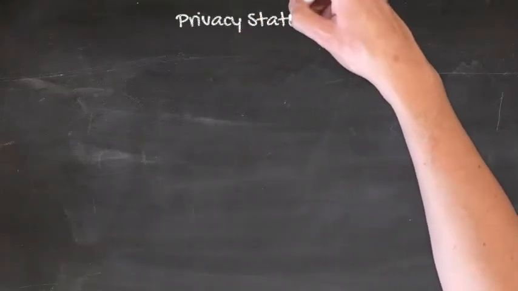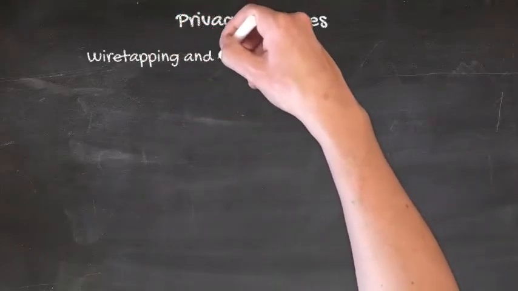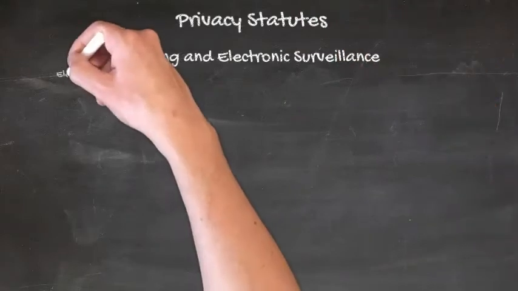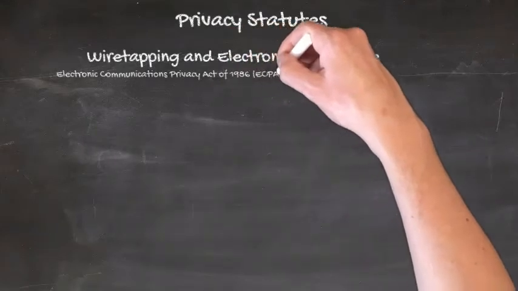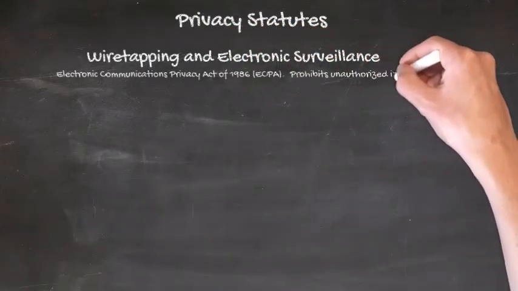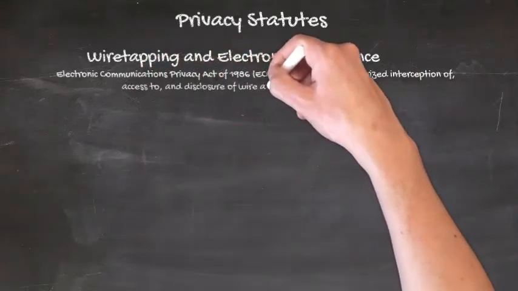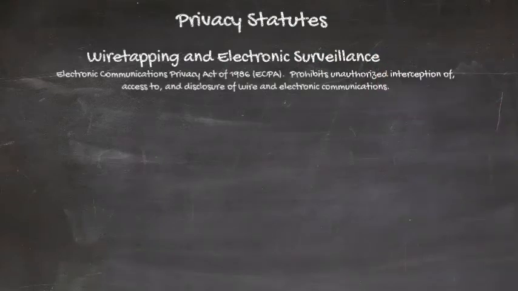There are many privacy statutes. The first we talk about is the wiretapping and electronic surveillance portion, which is the Electronic Communications Privacy Act of 1986. This is the statute that governs the unauthorized interception or disclosure of your wire and electronic communications. There's a section called the Wiretap Act that governs your face-to-face oral communications and telephone calls. And then there's the Stored Communications Act section, which governs stored communications like email or voicemail.